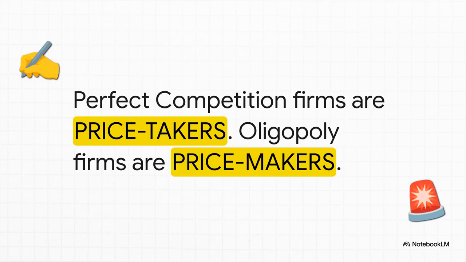And this brings us to a major MCQ alert. This is a classic trick question on exams, so listen up. You have to remember, firms in perfect competition are price takers. They have zero control over price. But firms in an oligopoly are price makers. Because they're so big, they absolutely can influence and help make the market price. Don't mix those two up.